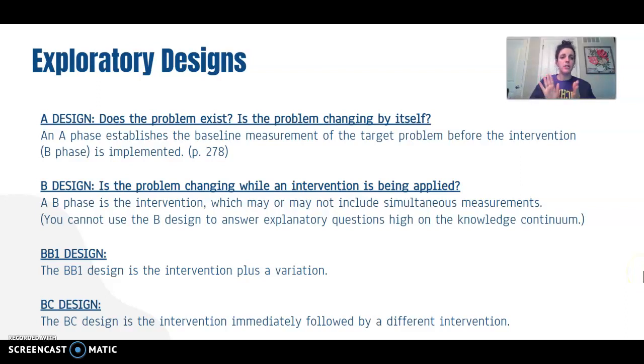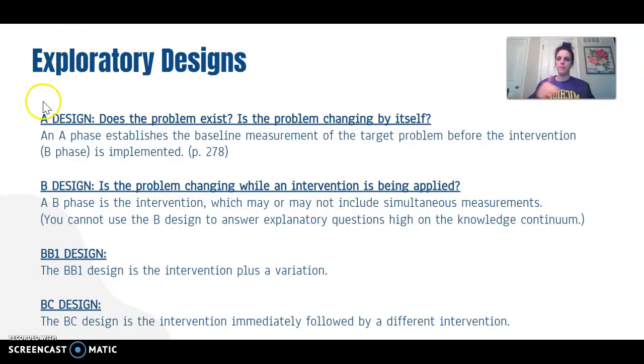Hi, this is part 2 of single subject research designs. I realized in the last video I didn't really distinguish this very clearly, is that within single subject designs, there's 3 different kinds. There's exploratory, descriptive, and explanatory.